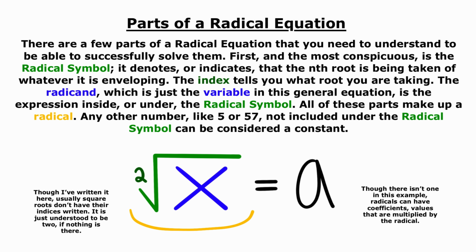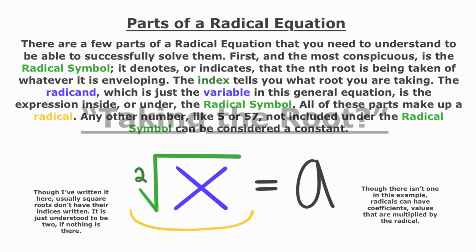All of these parts make up a radical. Any other number, like 5 or 57, not included underneath the radical symbol, can be considered a constant. Though I've written it here, usually square roots don't have their indices written. It is just understood to be 2 if nothing is there. In addition, though there isn't one in this example, radicals can have coefficients, values that are multiplied by the radical.